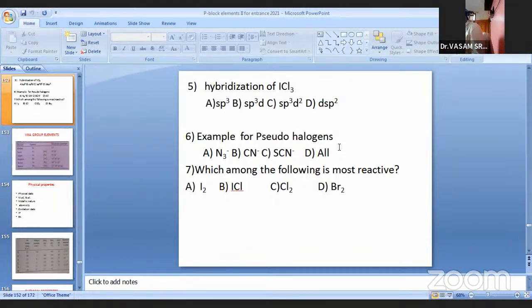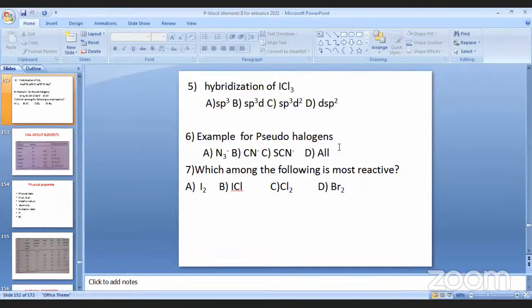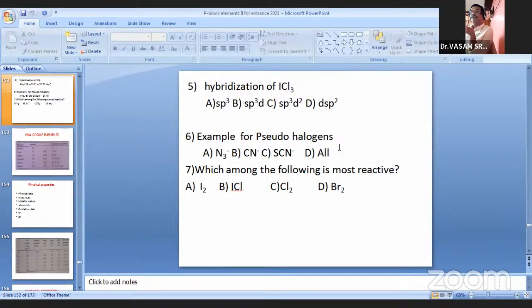ఒకటి నేచర్ ఆఫ్ కాంపౌండ్ చూడండి. I2, Cl2, Br2 బిలాంగ్స్ టు హాలోజన్స్ అండ్ ICl బిలాంగ్స్ టు Interhalogens. Out of the 4, A, C, D are halogens, B is an interhalogen. So halogens కంటే interhalogens are very active, more reactive. So odd man out. గుర్తుపెట్టుకోండి. The B is the right answer.